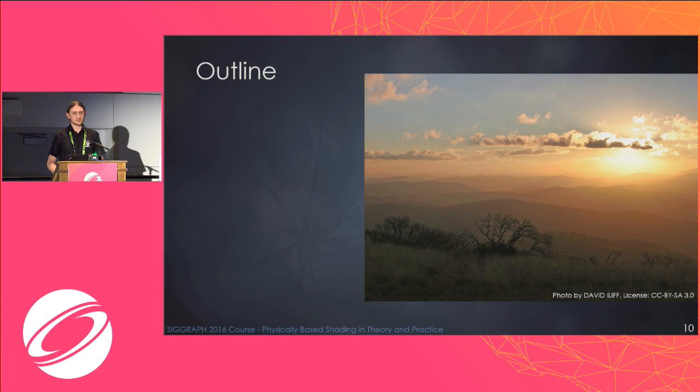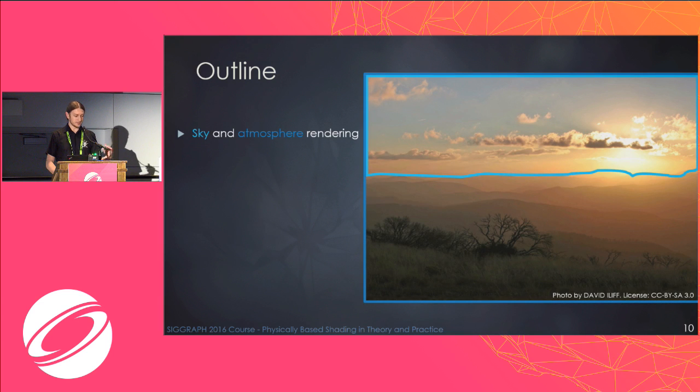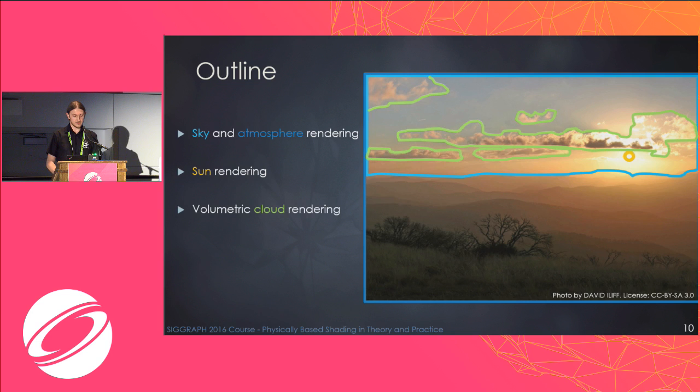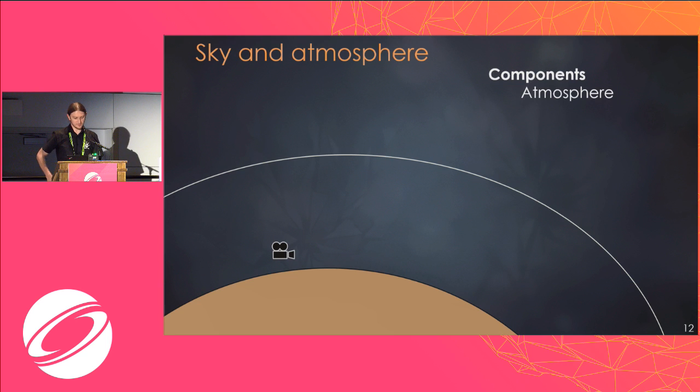So the outline of my presentation will be, first I will talk about how we render the sky and atmosphere, how we simulate them also. Then what we should consider when we render the sun. And then what we do when we want to render clouds, also very volumetric clouds. So first, when we want to render sky and atmosphere, we need to understand what it is really.